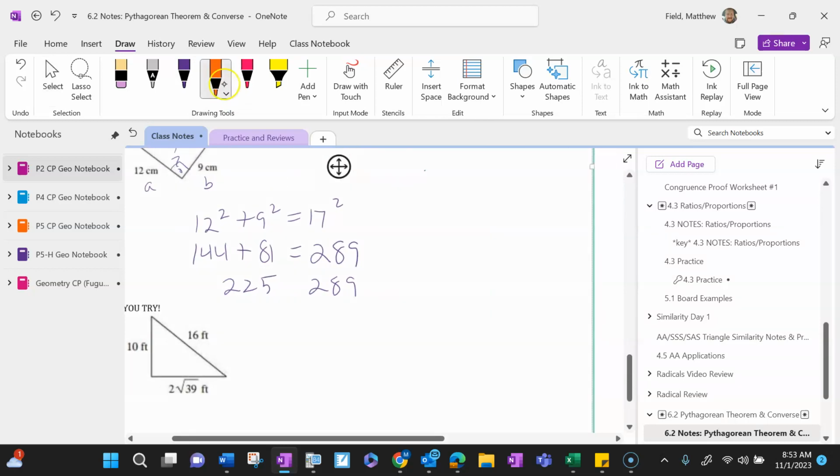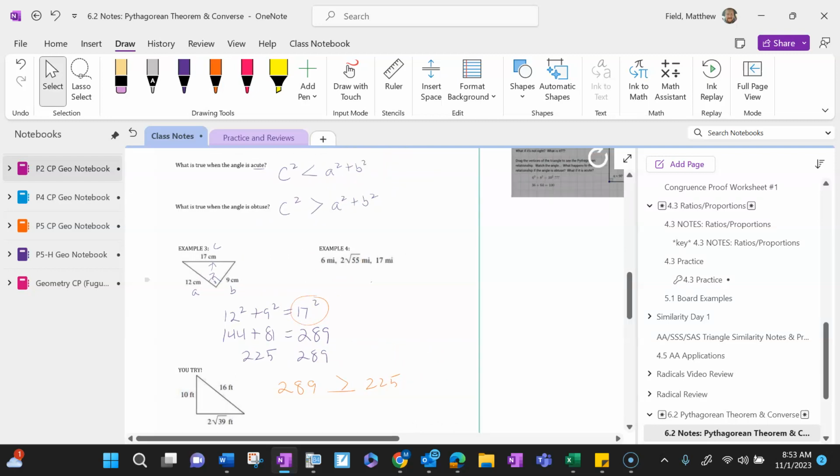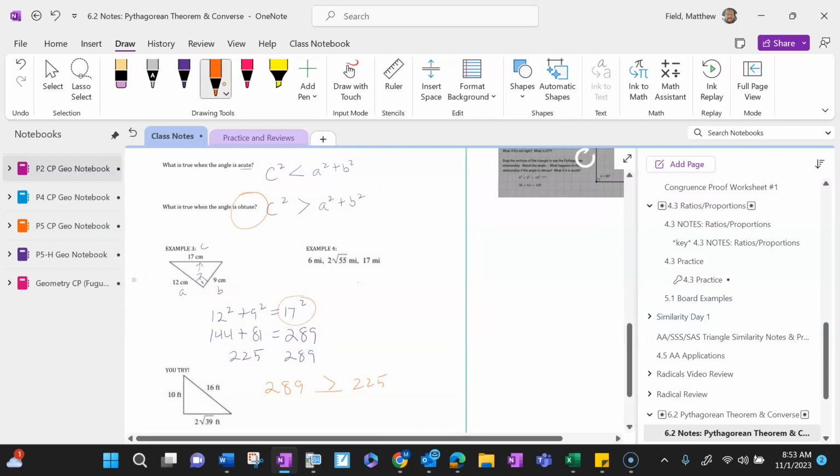So we're going to flip-flop this. This was the 289, this was the c. So 289 compared to 225, hopefully you would agree, is greater than. Therefore, we know c squared, since it's greater than, this should be an obtuse triangle. So it may look like it's a right triangle, but maybe it's a little bit more. Maybe it's only like 91 or 92 degrees. Maybe it's just slightly obtuse.